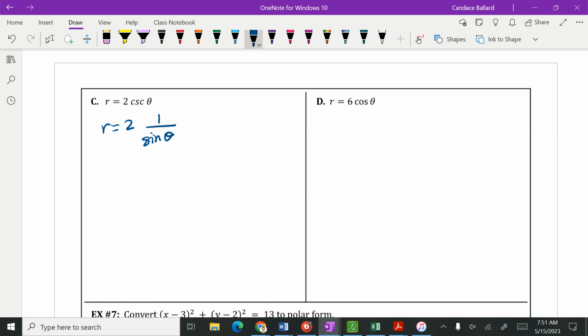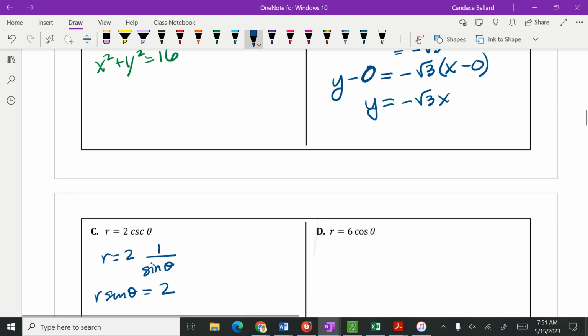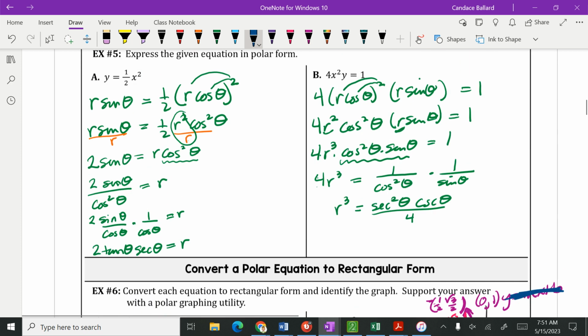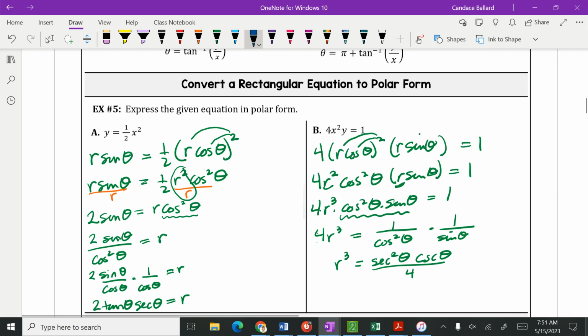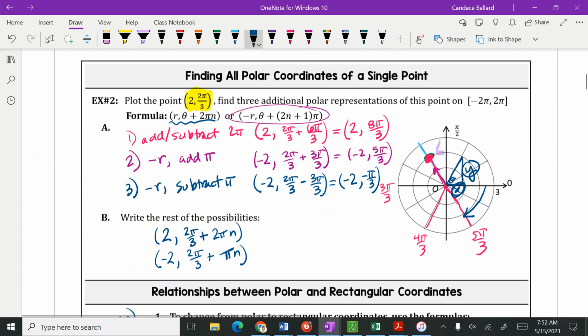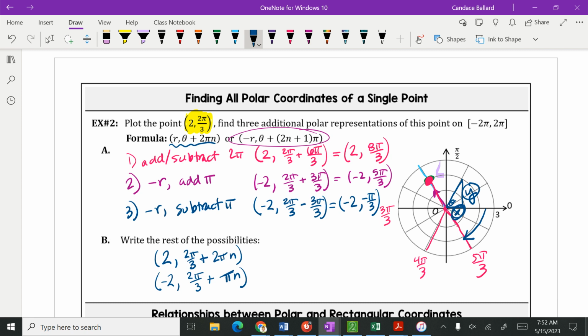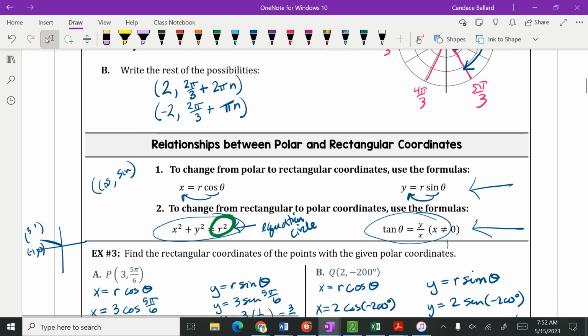All right, how do I move this to the other side? Multiply. So I've got r sine theta equals 2. Isn't that one of our formulas? What's r times sine theta equal to? Let's go look. We've got it up here in the notes somewhere, don't we? It's way up here. I totally ran over the top of it, didn't I? All right, it's right here, isn't it?